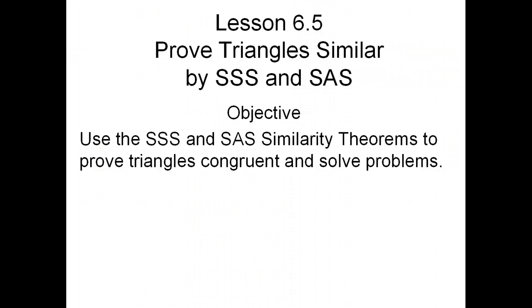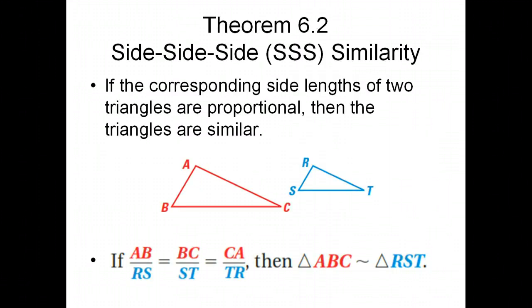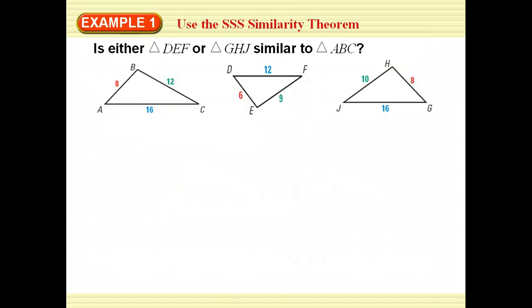In lesson 6.5, we're going to look at two more ways to prove that triangles are similar to one another. First is the side-side-side similarity theorem. What it says is that if corresponding side lengths of two triangles are proportional, then the triangles are going to be similar. So in this case, if AB is to RS as BC is to ST and CA is to TR, then triangle ABC is similar to triangle RST.